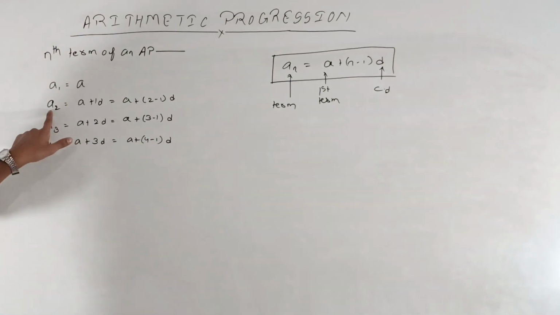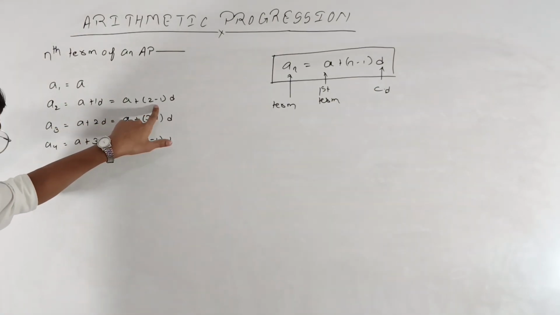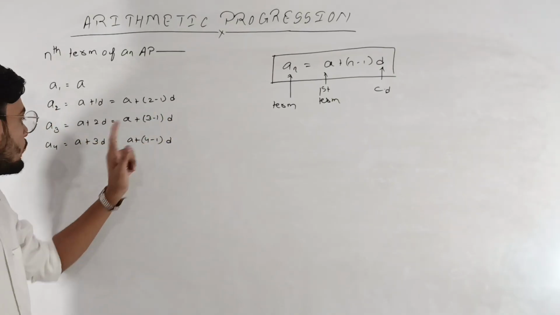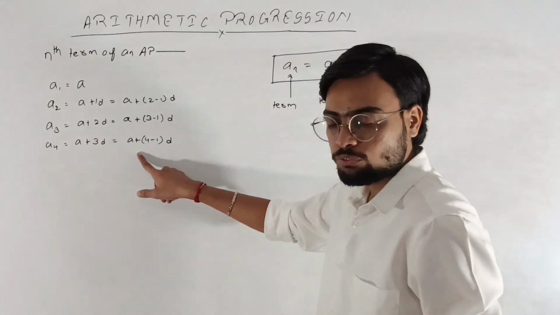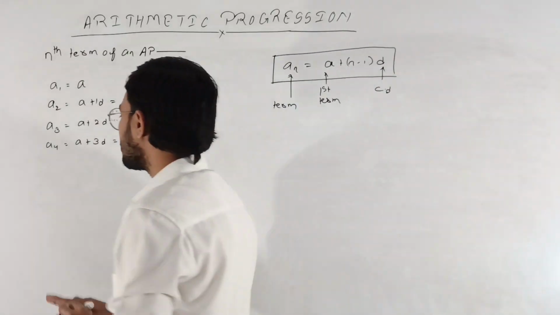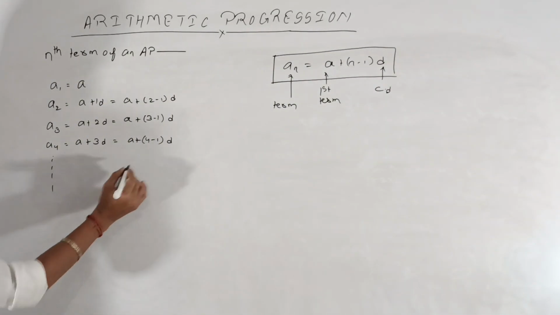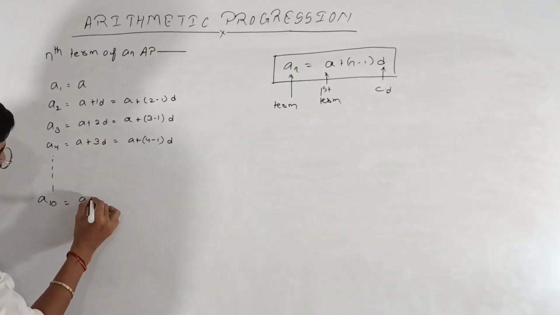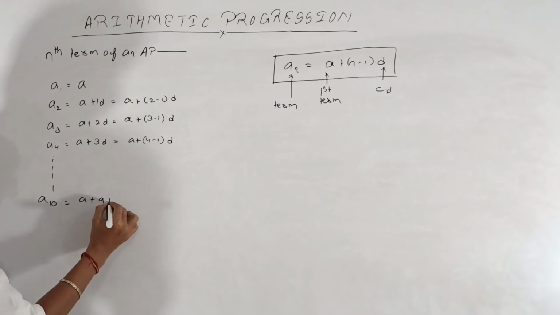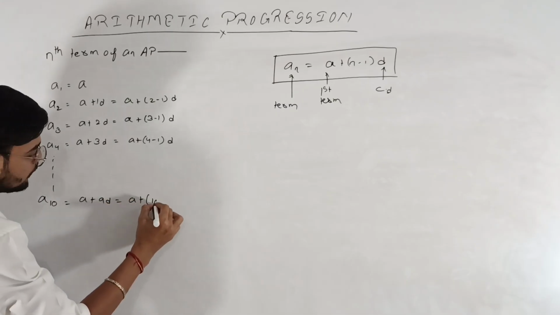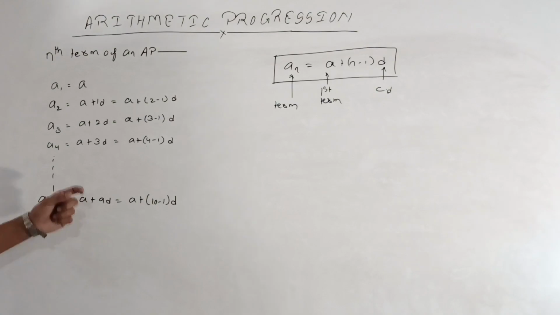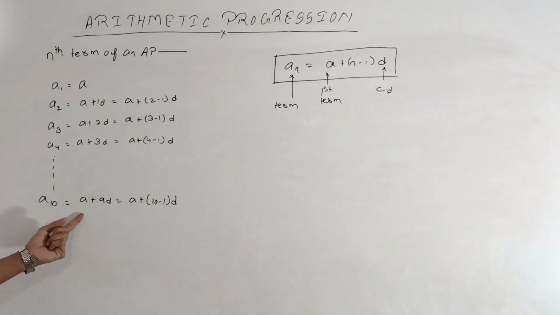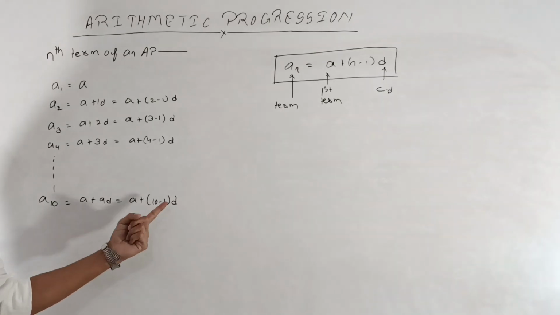Now look, for the second term, what do I write? A plus 2 minus 1 into d. For the third term, a plus 3 minus 1 into d. And for the fourth term, a plus 4 minus 1 into d. So on similarly, for the 10th term, what do I write? A plus 9d, which is equal to a plus 10 minus 1 into d. For the fourth term, a plus 3d is equal to a plus 4 minus 1 into d. So similarly for the 10th term, a plus 9d is equal to a plus 10 minus 1 into d.